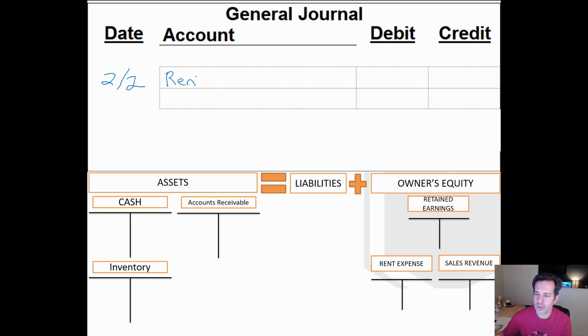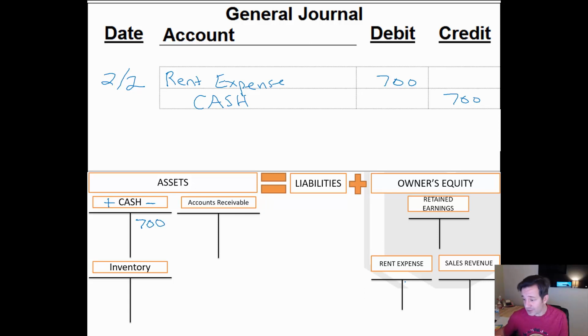Recording the rent that we've used up. Rent expense. Most landlords won't take a hug in the form of payment for rent. They want money. So we better give them some money. $700 is a credit to cash. And again, left-hand side of that accounting equation, assets are going to go down on the credit side.